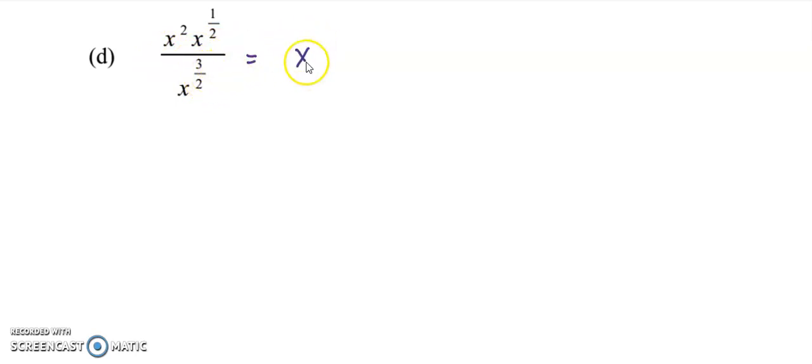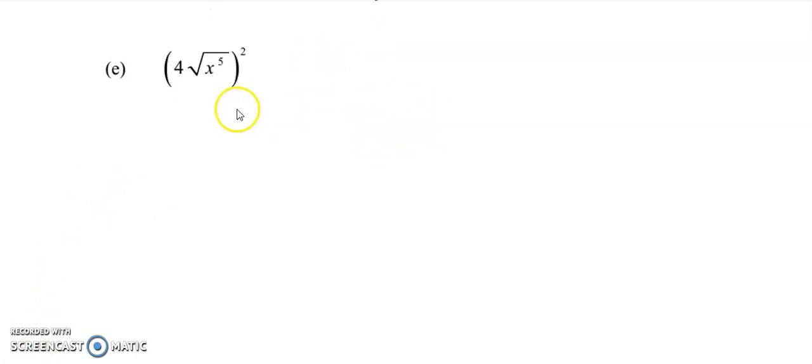Alright, so now we can simplify this using the rules of indices, because this is a multiply, meaning that the power can be added up. That is 2 plus 1 over 2, and this is an operation division. We are going to minus the negative 3 over 2, and you end up with x power of 1, which is equivalent to x.